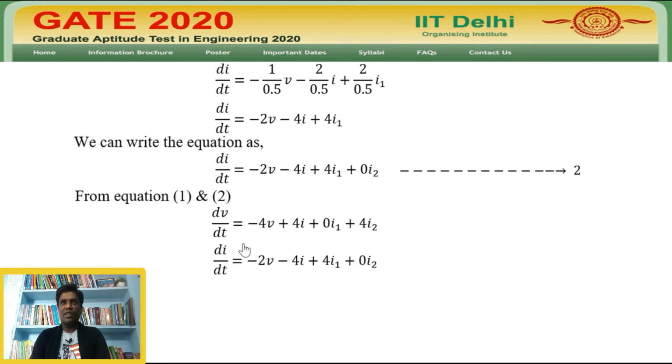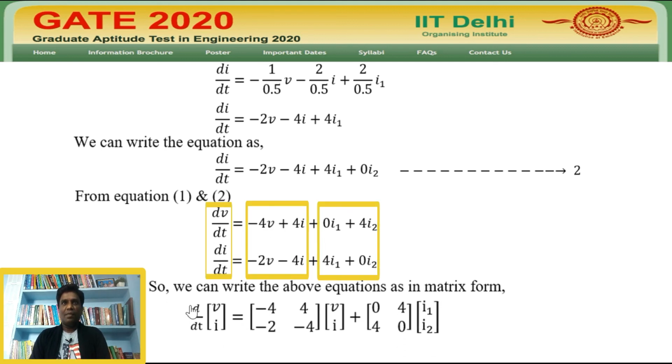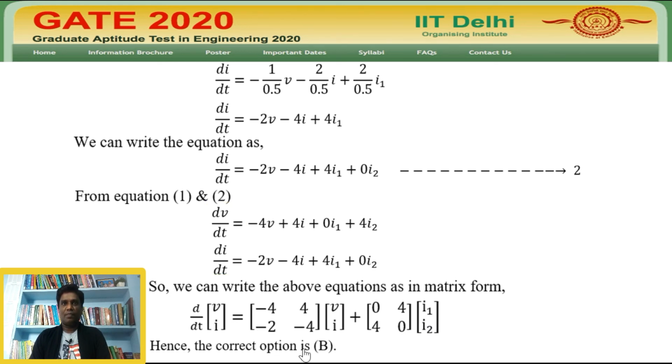From these two equations, we can write the state equation in matrix form in this manner. The state equation is dy by dt of V and I equal to the matrix minus 4, 4, minus 2 and minus 4 into V and I, plus the matrix 0, 4, 4 and 0 into I1 and I2. From this observation, the correct option is B. So, this is the required answer for this problem.